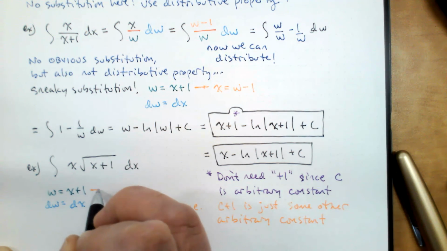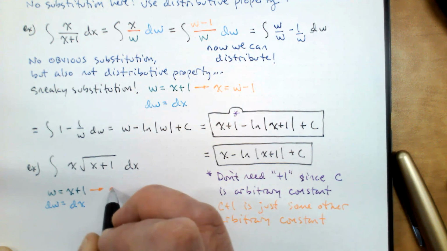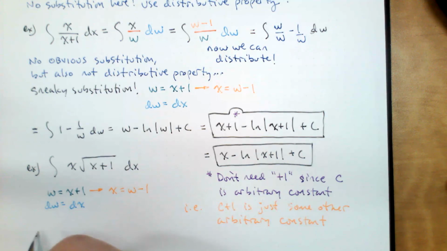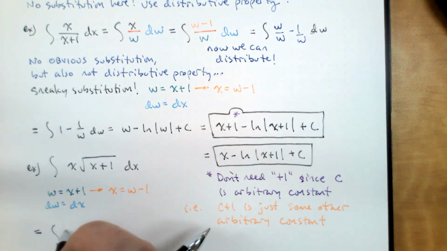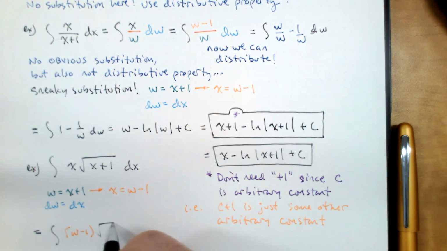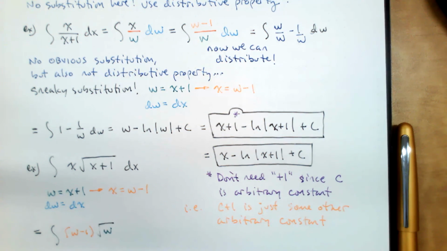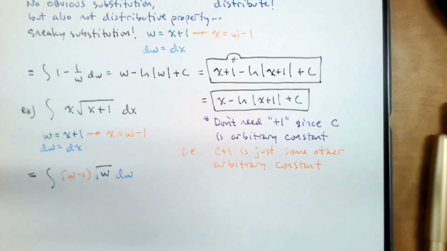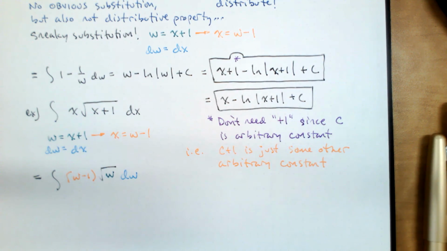And that's okay. We can turn the x plus 1 equals w into x equals w minus 1. I don't know why I felt like I had to cram this problem way up in here. So the x is going to be a w minus 1. The square root of x plus 1 becomes the square root of w, and the dx is dw. This is more convenient because now I can just distribute a w to the 1/2 power.